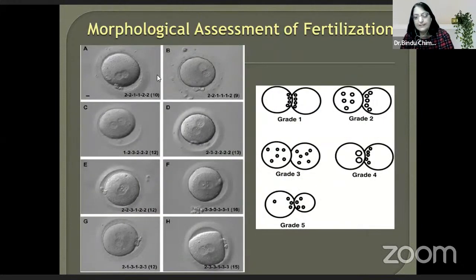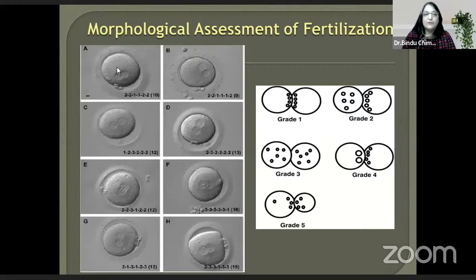Apart from that, this is beyond the purview of oocyte per se, but after we have done ICSI, not only the morphologies that we have just discussed, even the assessment of fertilization is a good prognostic factor of how the blastocyst formation will occur, or whether the clinical pregnancy rates are improved or not.